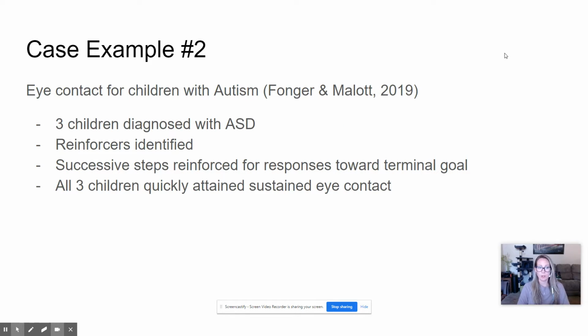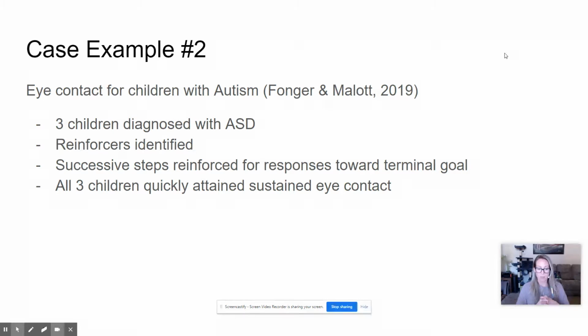Case example number 2 looks at eye contact for children with autism. So for this study, there were 3 children who were diagnosed with autism spectrum disorder. Reinforcers were identified prior to starting the procedure. Again, successive steps were reinforced for responses toward the terminal goal. All 3 children were able to quickly attain the eye contact that they were looking for.